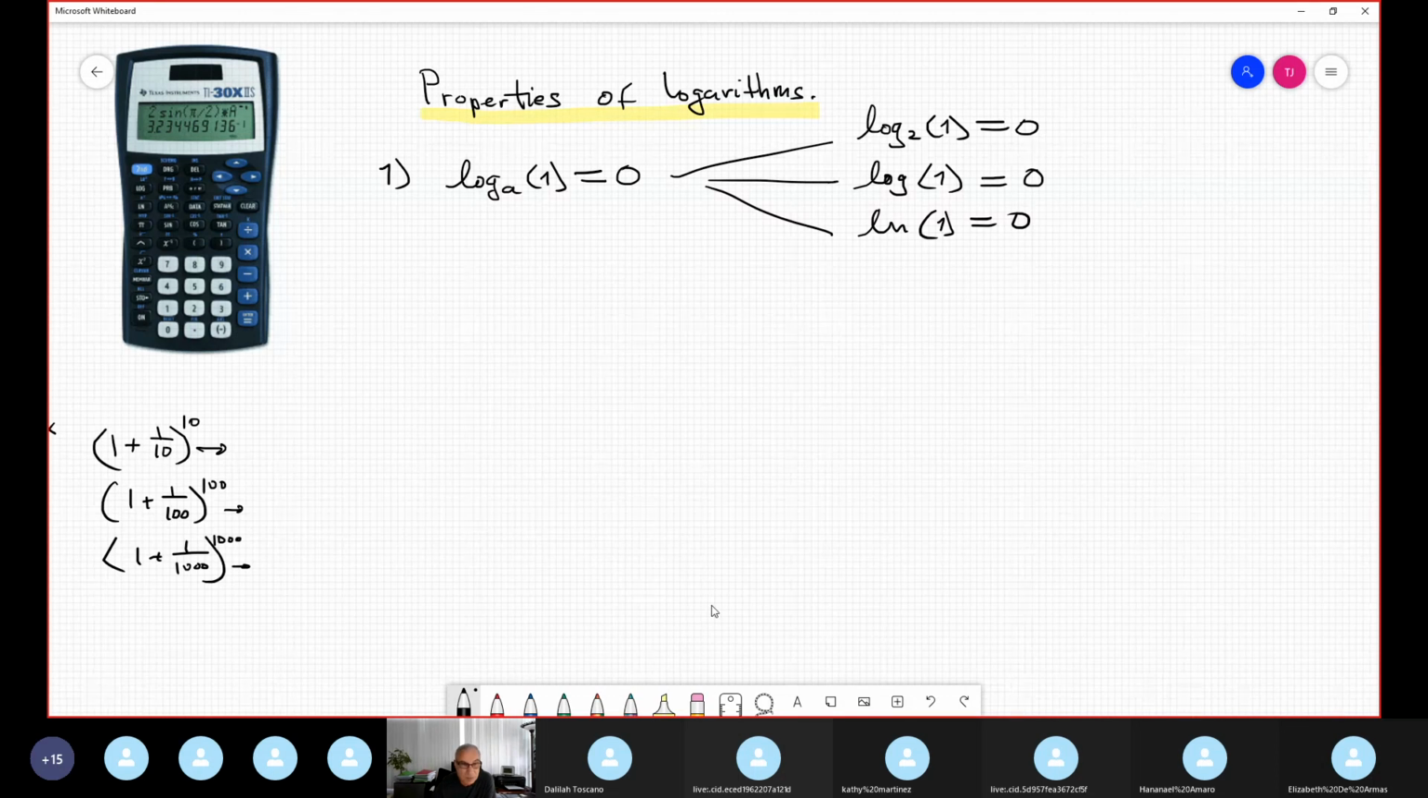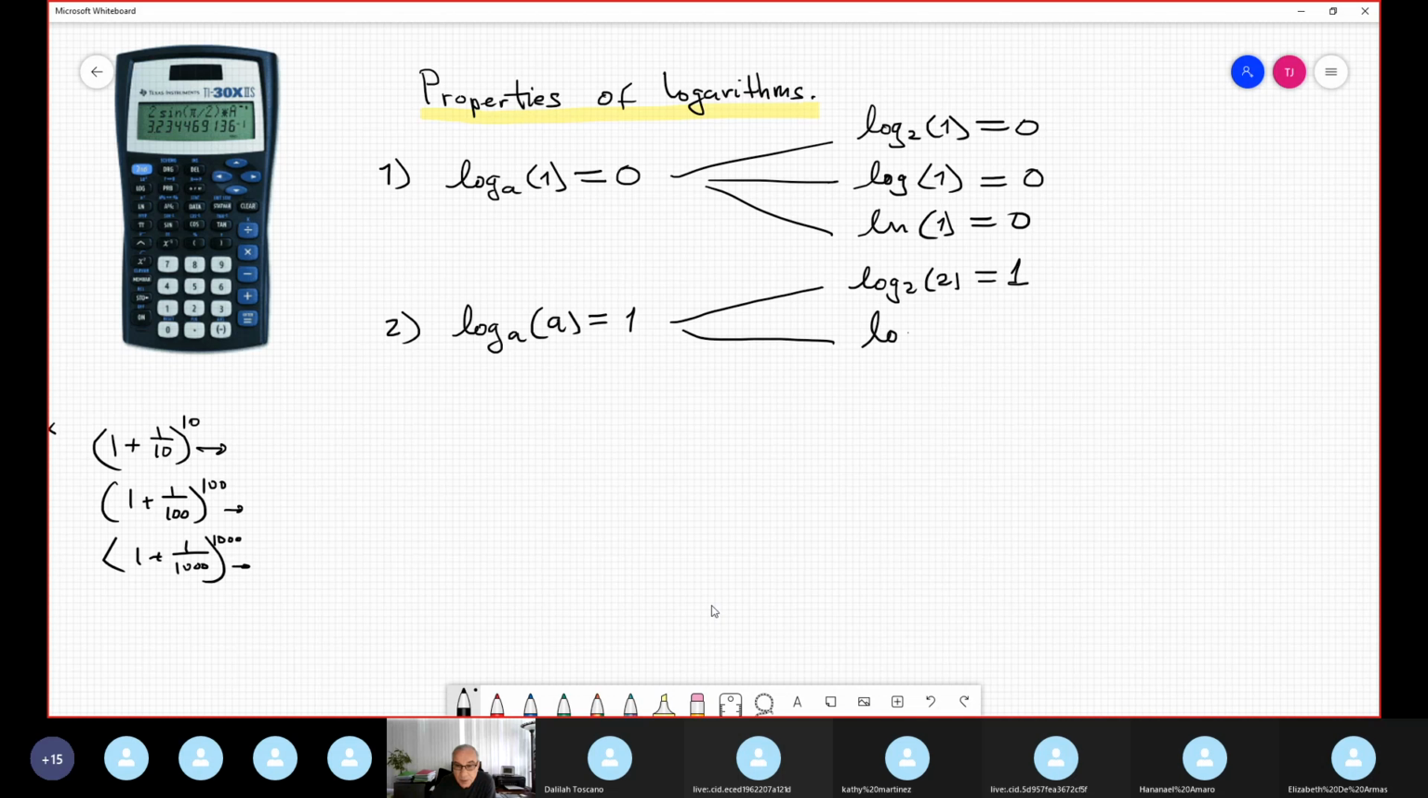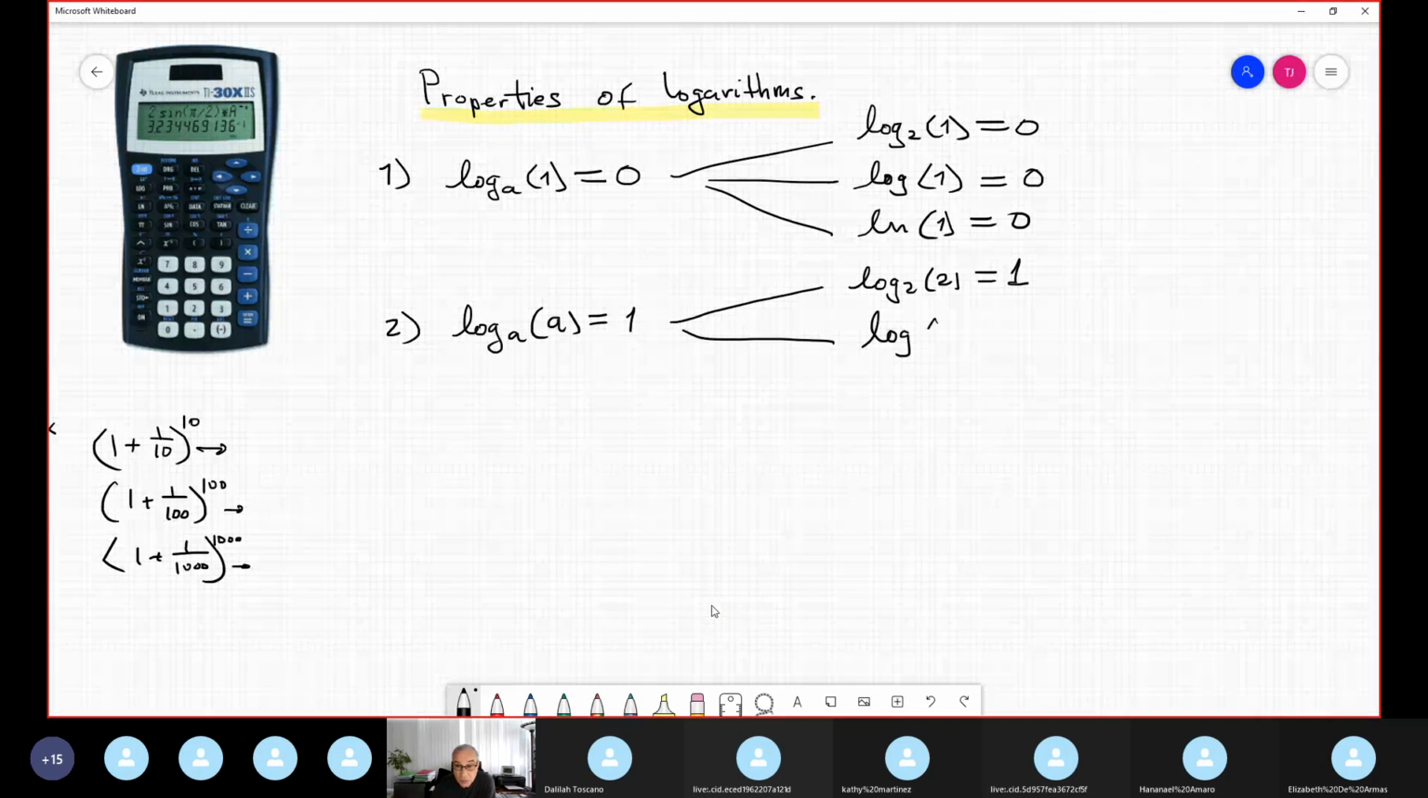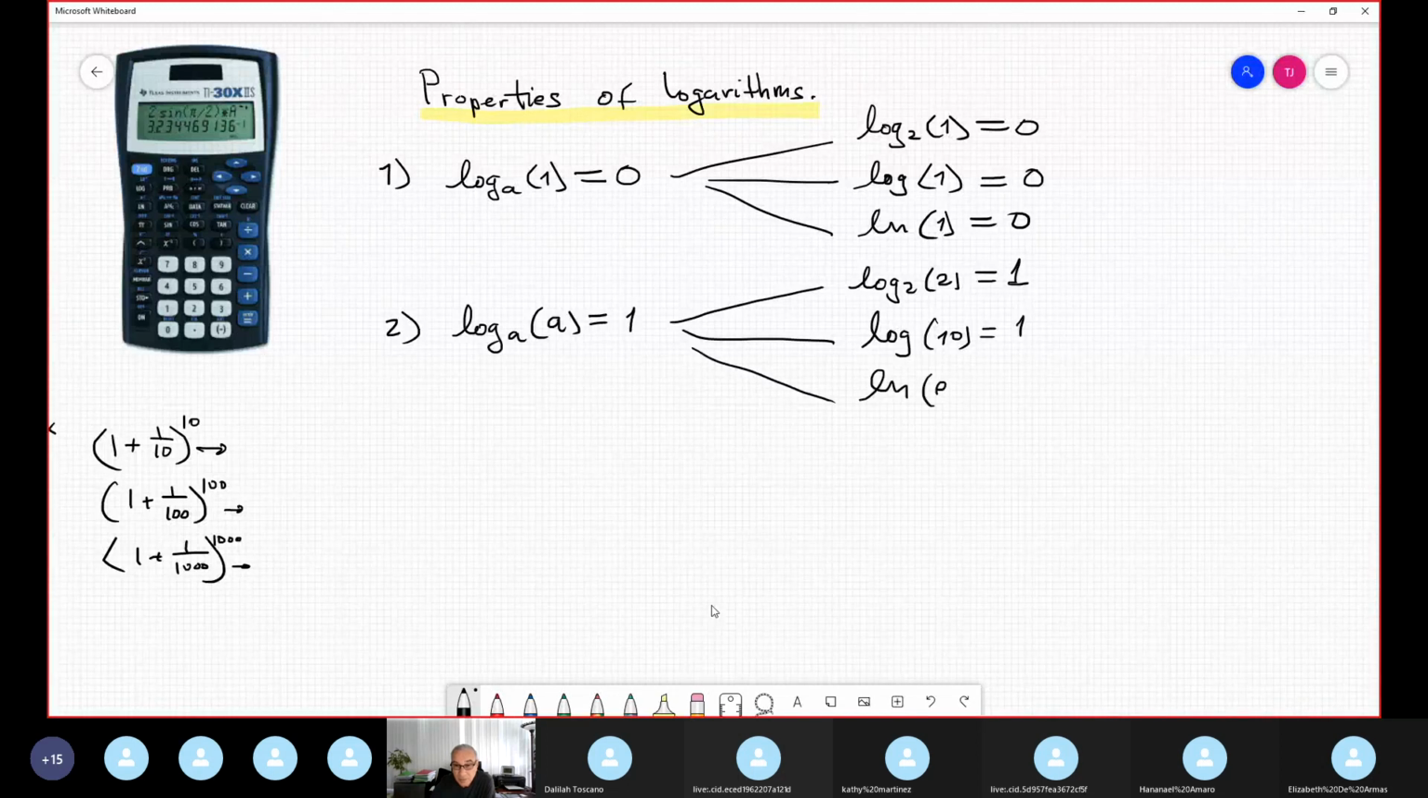It's okay. Number 2, a property that is important. The logarithm where the number inside the argument is exactly the same as the base. The answer is 1. For example, logarithm base 2 of 2 is 1. Common logarithm, because the base is 10, of 10 is 1. And LN of E is 1.